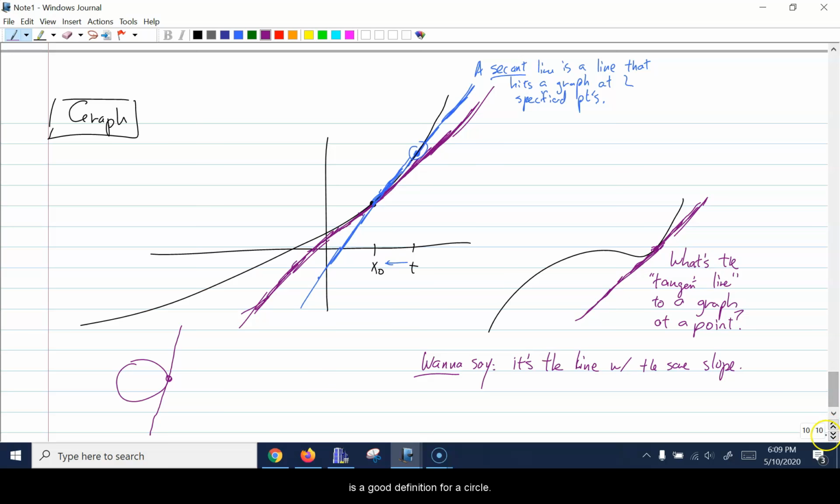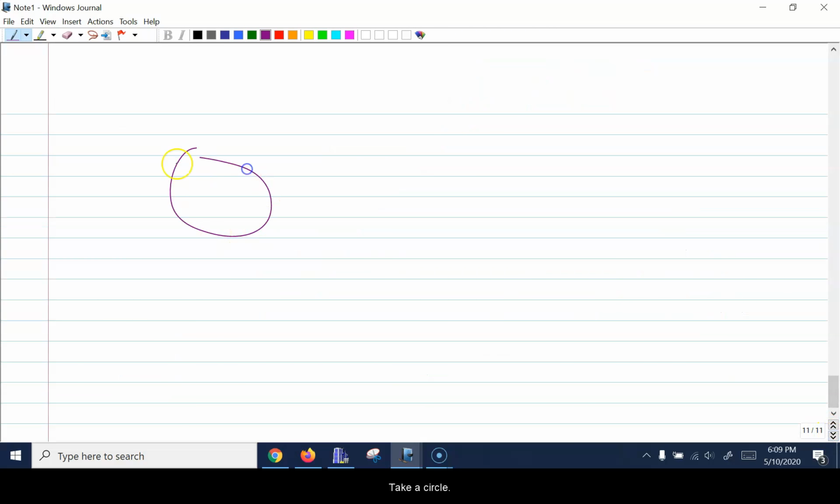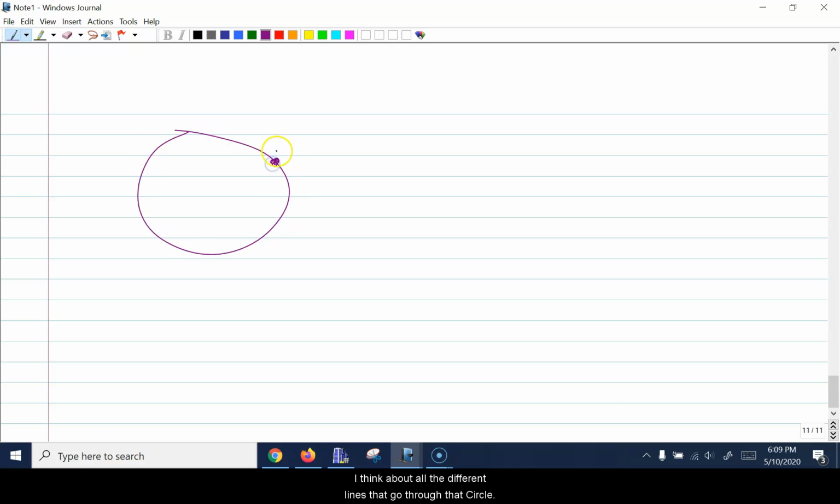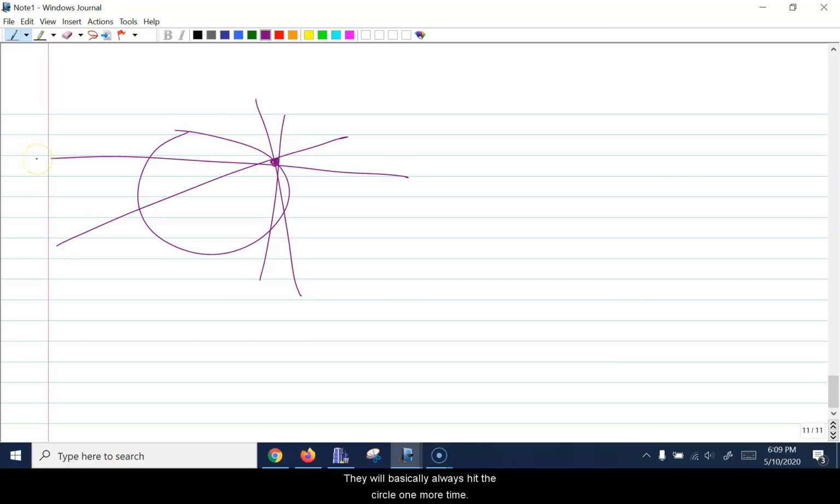This is a good definition for a circle. If I draw a circle and I think about all the different lines that go through that circle, they will basically always hit the circle one more time. There's only one way to draw a line that only hits the circle exactly once, and that's called the tangent line. If you're a little bit off, then you're going to intersect the circle someplace else.